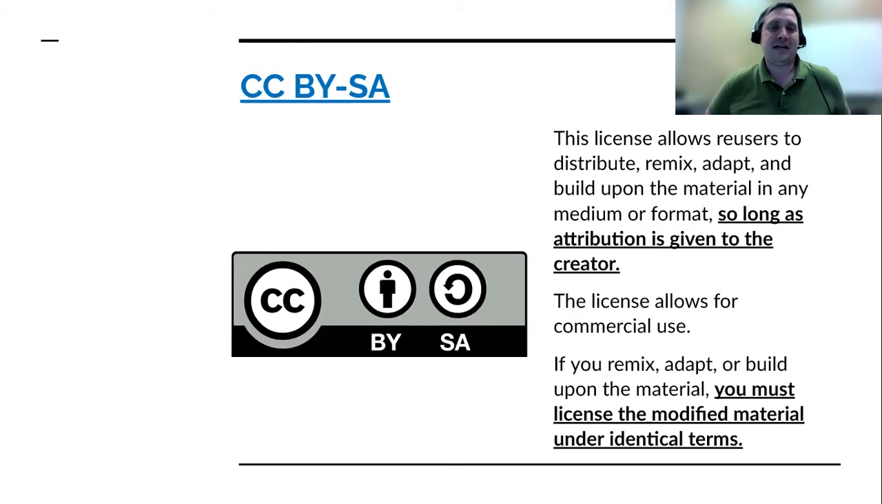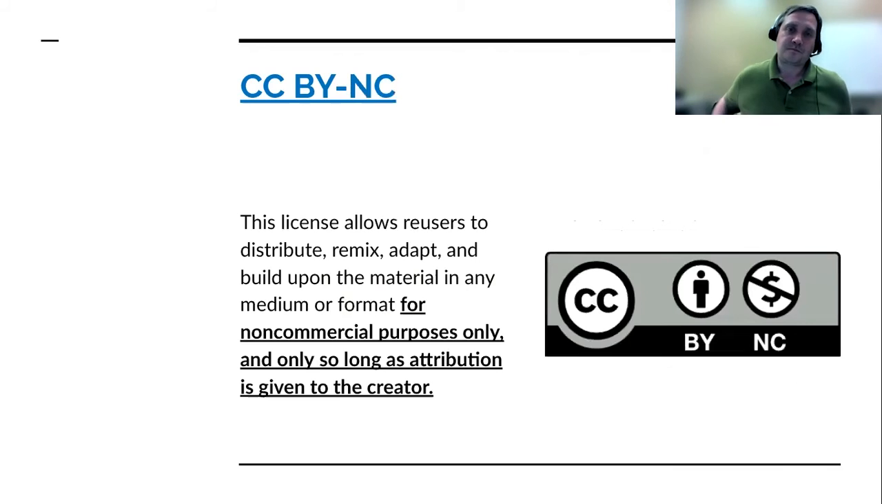CC BY SA means you can do that. I don't care what you do with it. Just make sure you give me credit, and make sure that if you post your version out there to the world, that you allow other people to make changes to yours as well. CC BY NC: I don't care what you do with my image, just give me credit, but also I don't want you making money off of your version.